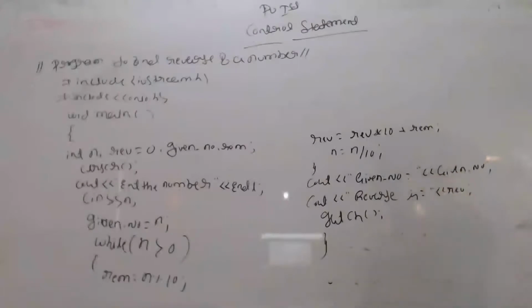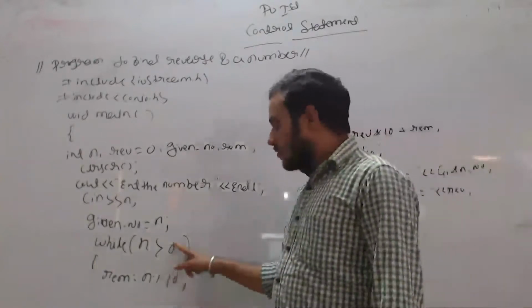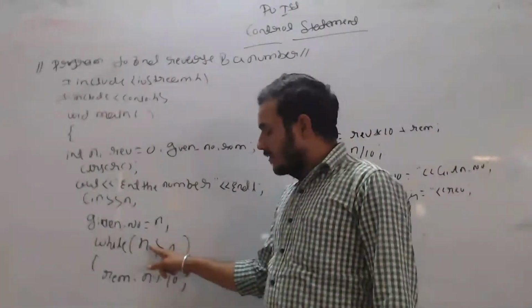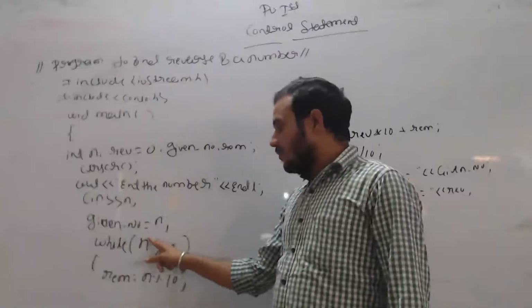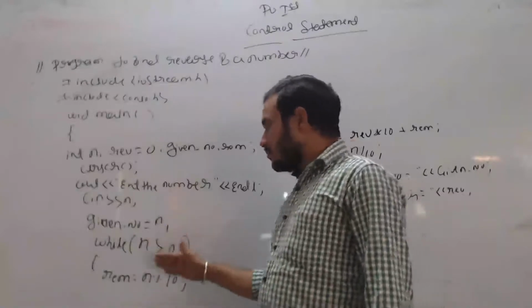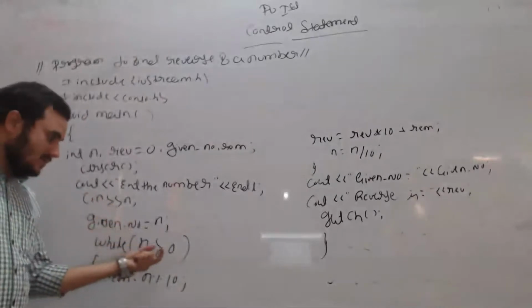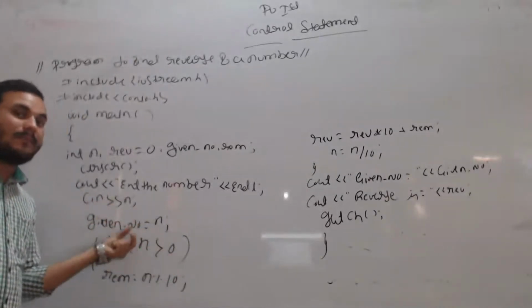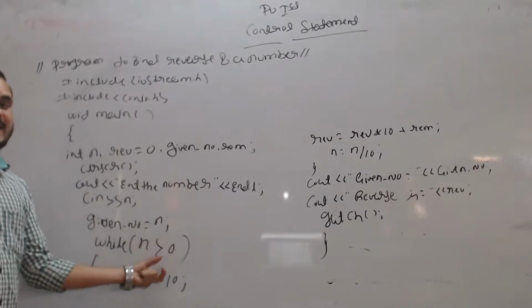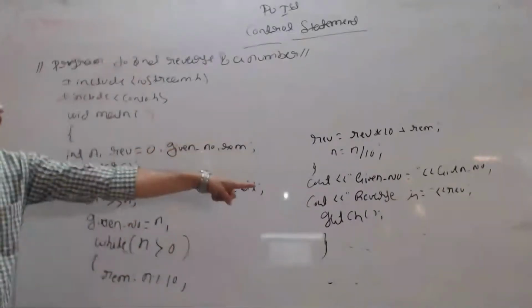So this is the while loop, right? It checks the condition. If the given number is greater than 0, the condition becomes true. If it is less than 0, for example a negative number comes, then the last statement will be executed and it comes out from the loop.